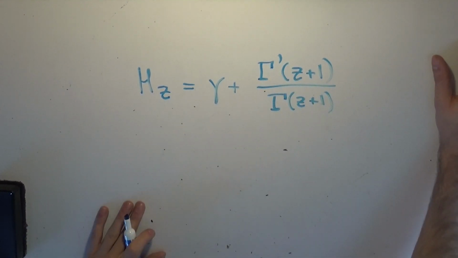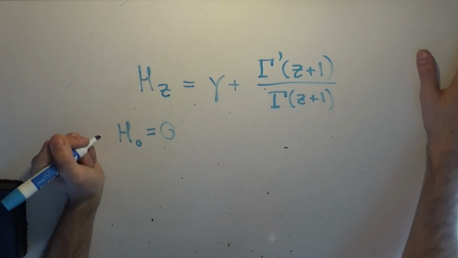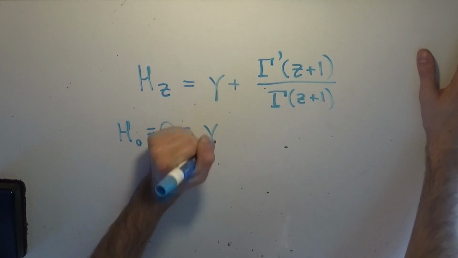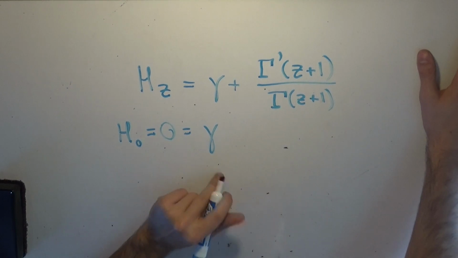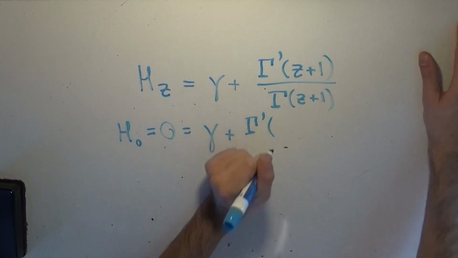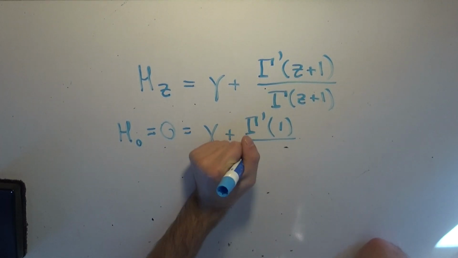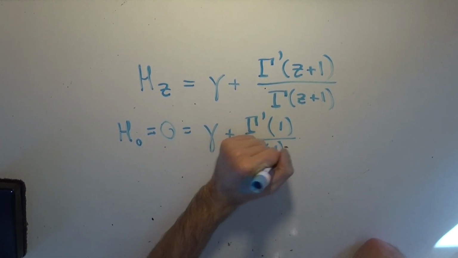So let's derive a couple values. Well, we know what H of 0 is. H sub 0 is 0, which still has to be equal to the Euler-Mascheroni constant plus the derivative of the gamma function at 0 plus 1, which is just 1, divided by gamma of 0 plus 1, which again is just 1.